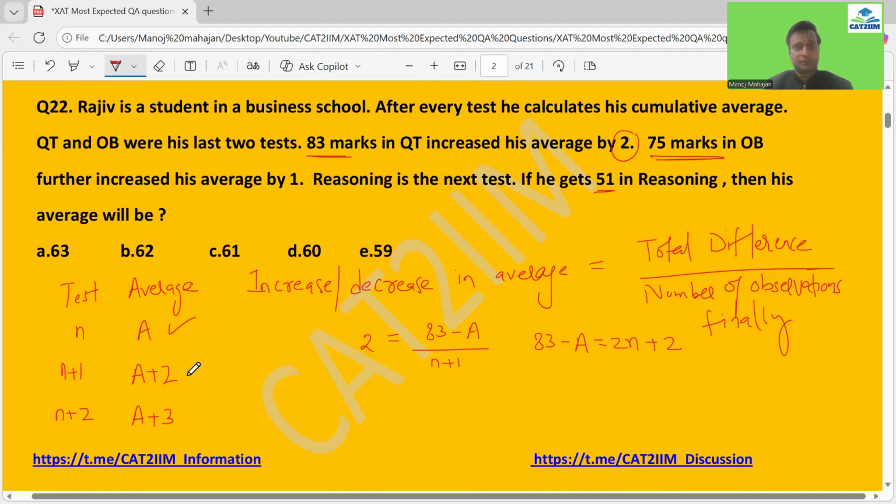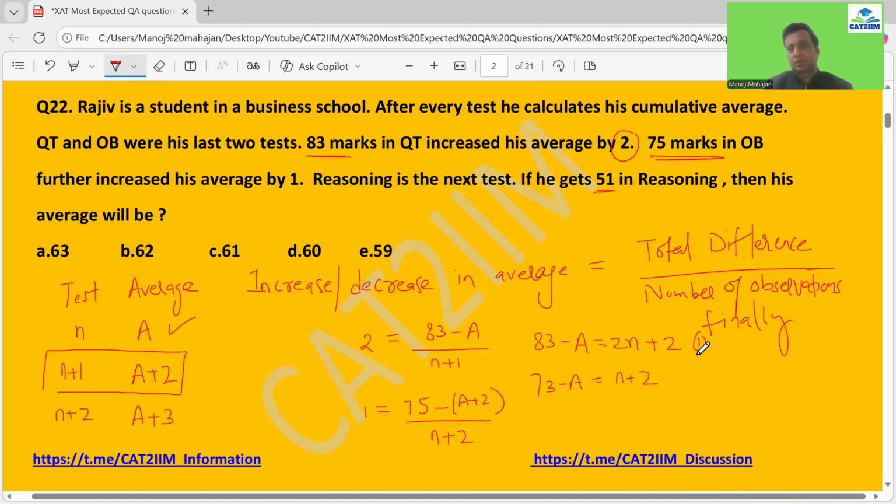So if you go further, now the scenario is this. Now in this, you are adding a 75 marks test. Again, the average is increasing, so I'm putting 1 over here, and 75 would be more than A plus 2. Remember, the difference we have to calculate from A plus 2, and the number of tests over here is n plus 2, not n plus 1. So what do I get over here is 73 minus A. And if I do the cross multiplication, I have n plus 2.